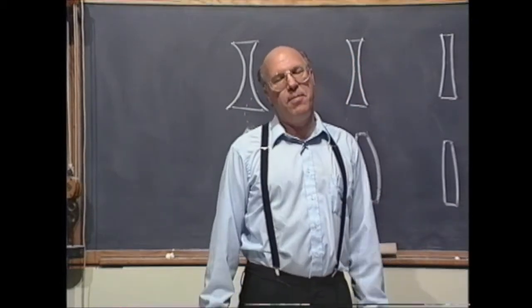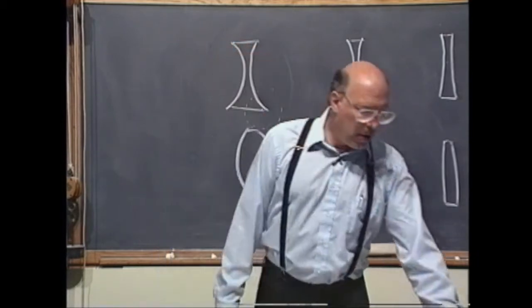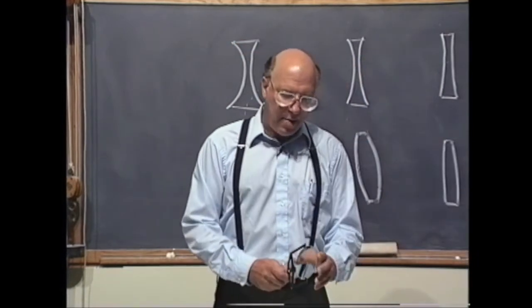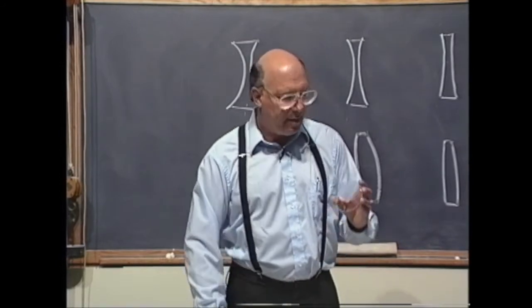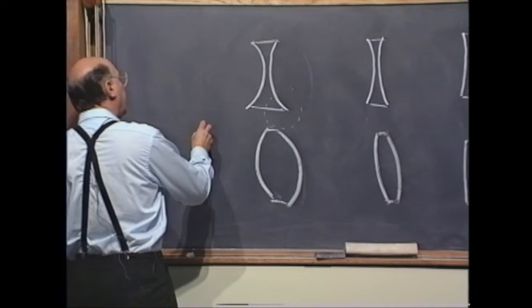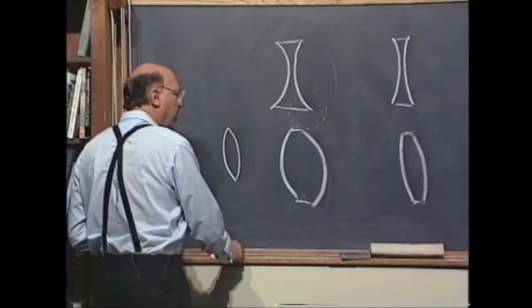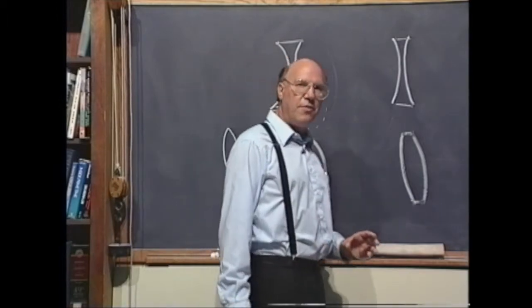How do I know that? I know that by the very name lens itself. You know where the name lens comes from? The name lens comes from the shape of a bean called a lentil. Have you ever actually seen these beans called lentils in the store? They're shaped just like positive lenses.